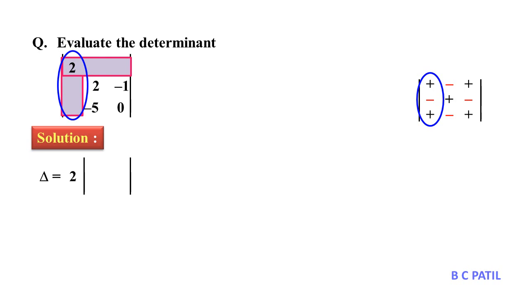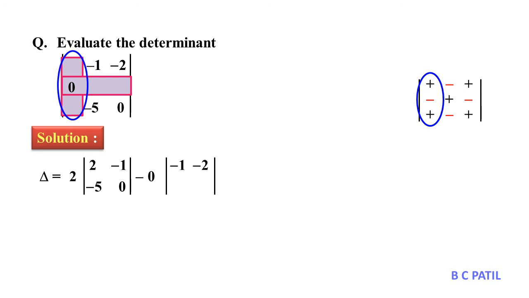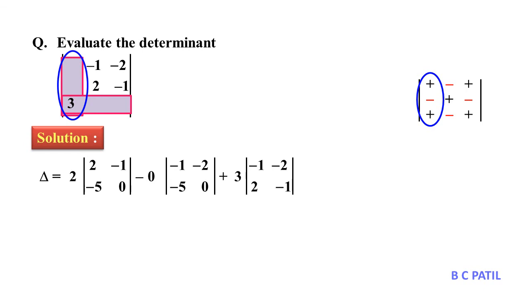determinant of 2 minus 1, minus 5, 0. Next element minus 0 into minus 1, minus 2, minus 5, 0. Next sign plus 3 into determinant of minus 1, minus 2, 2, minus 1.